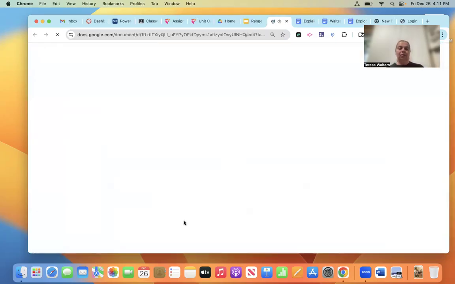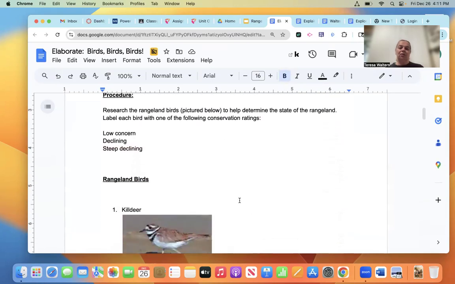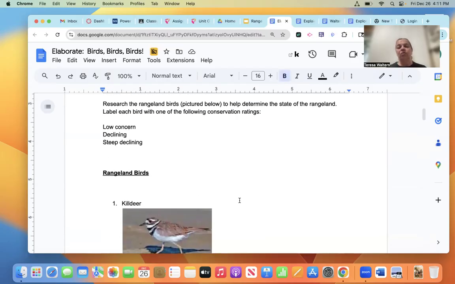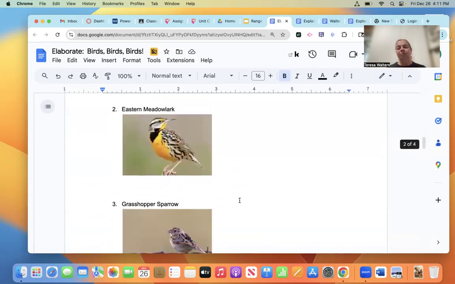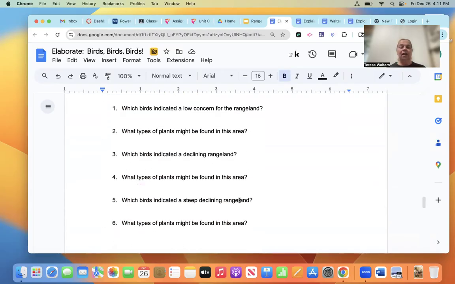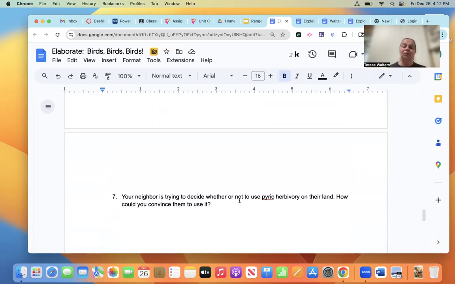Elaborate. Let me get that one pulled open. So they had several pictures they looked at and they tried to determine if these birds are present, how would you label their conservation rating as low concern, declining, steep declining. So we have some birds there that they took a look at. And then they summarized which birds indicate a low concern, what plants might be found there, what birds indicated declining rangeland, what types of plants might be there, what birds indicated a steep declining rangeland, what types of plants would we find there.